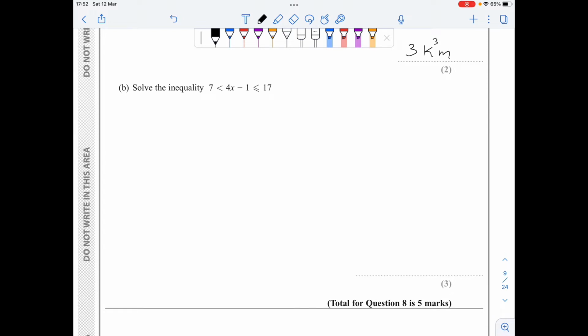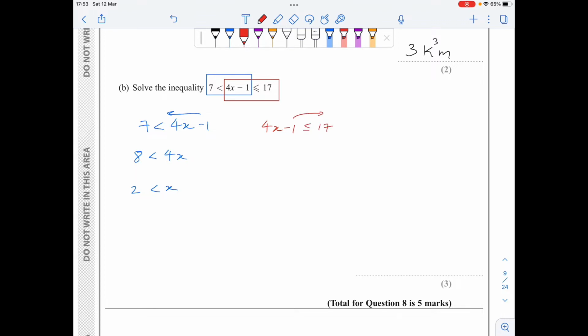For part B, to solve this inequality, I will first split it into two. Now, the blue part is 7 less than 4x minus 1, which is 8 less than 4x, which is 8 over 4, 2 less than x. And then for the red part, I've got 4x minus 1 less than or equal to 17.